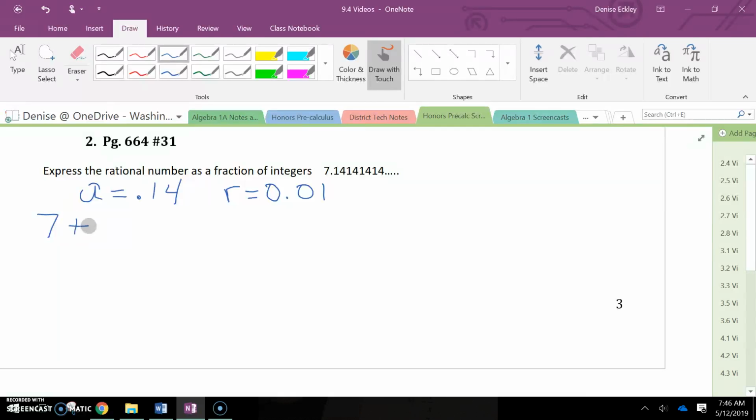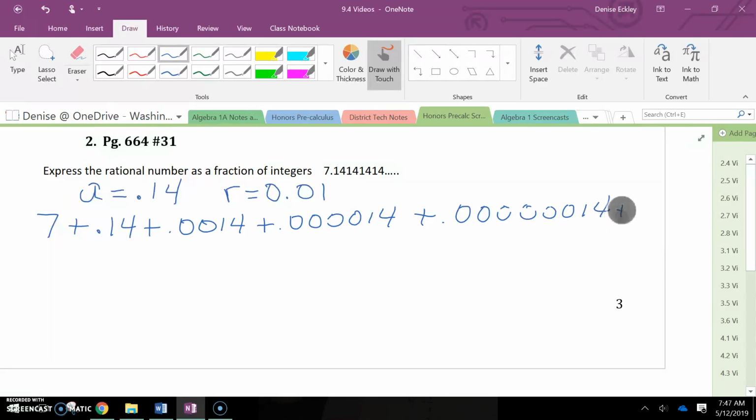Geometric series is 7 plus 0.14 plus 0.0014 plus 0.000014 plus 0.00000014, etc. Like that. So we're going to use our formula for the sum of an infinite geometric series.